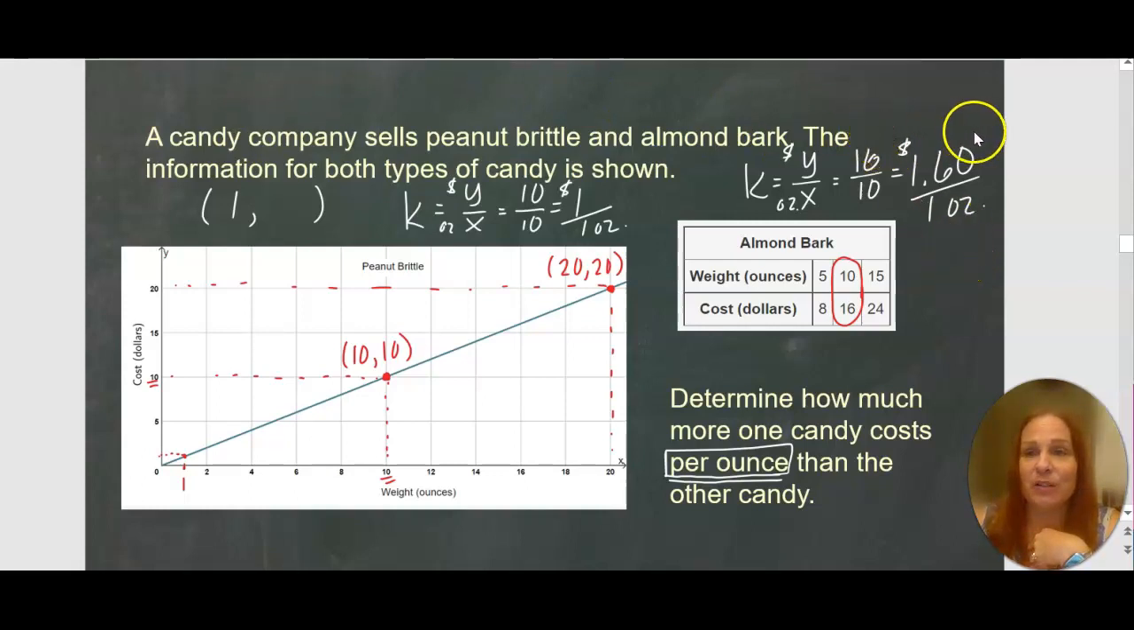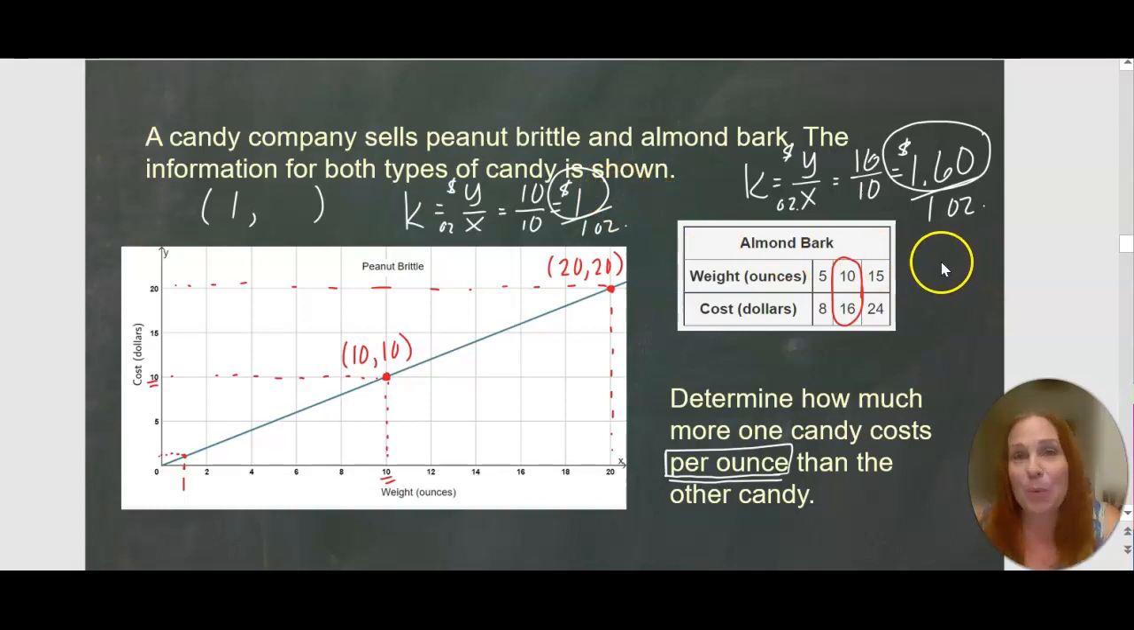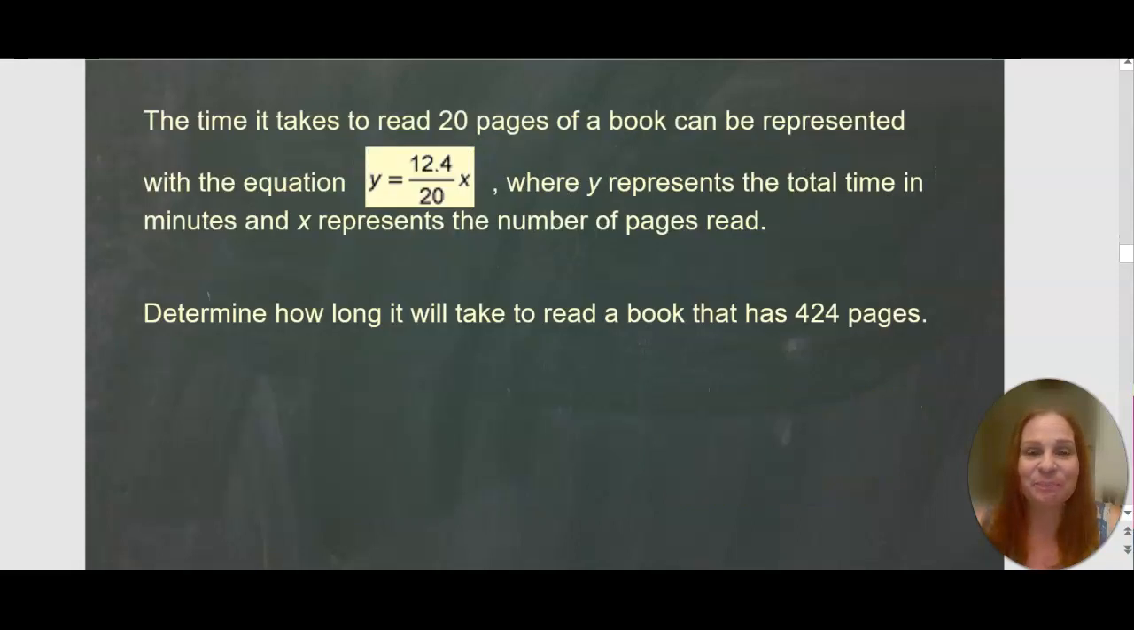So how much more does one candy cost per ounce than the other? Well, this one costs $1.60 per ounce. This one costs $1 per ounce. So the almond bark costs 60 cents more per ounce. All right, let's take a look at another one.